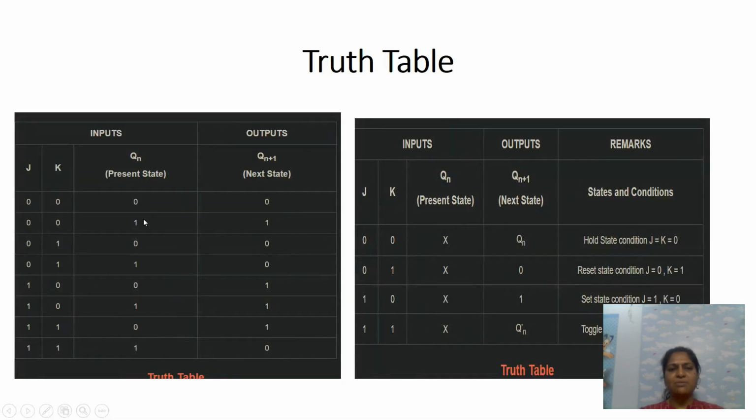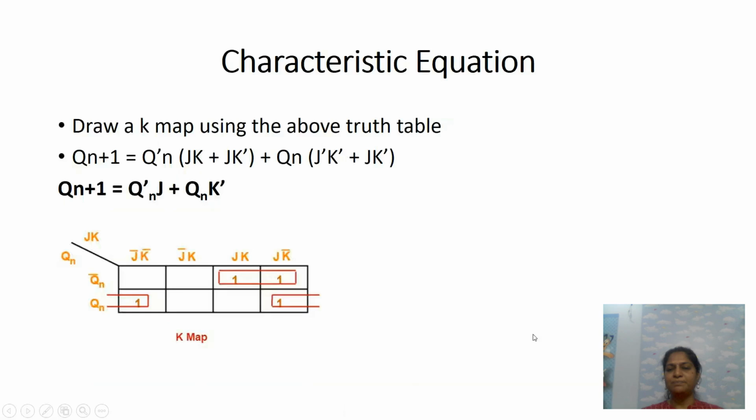So this is the truth table of JK flip flop. When J is 0, K is 0, hold state. When J is 0, K is 1, reset. When J is 1, K is 0, set state. And similarly, when both are ones, toggle state condition. So Qn plus 1 equal to Qn bar. Whereas in SR flip flop, when both inputs are 1, generally the condition is considered indeterminate state. But in JK flip flop, we can eliminate that state and when J equal to K equal to 1, Qn plus 1 equal to Qn bar.